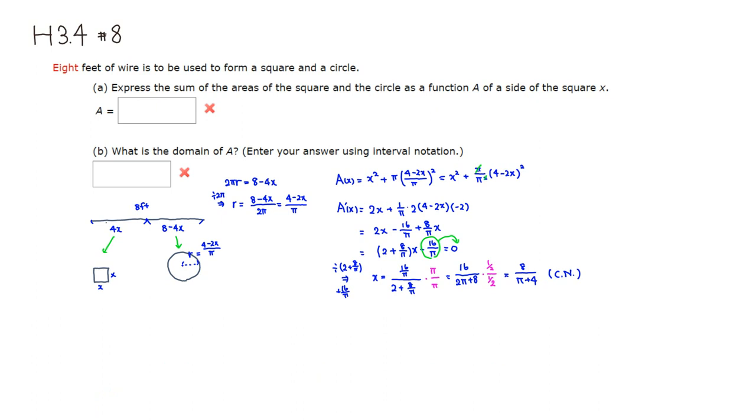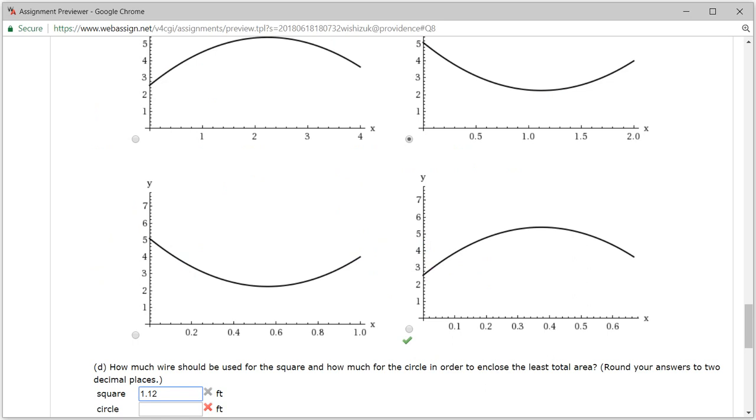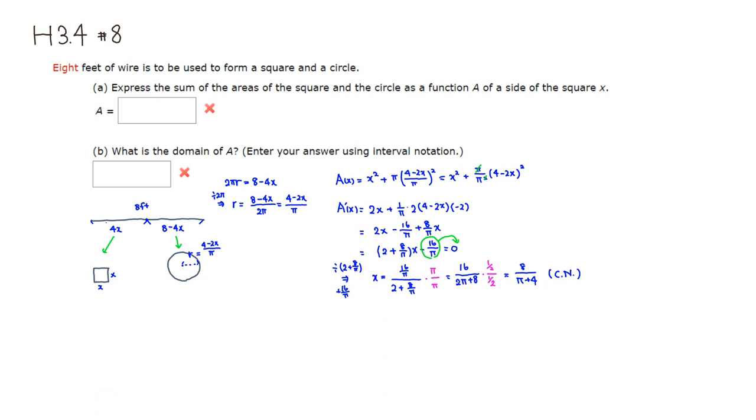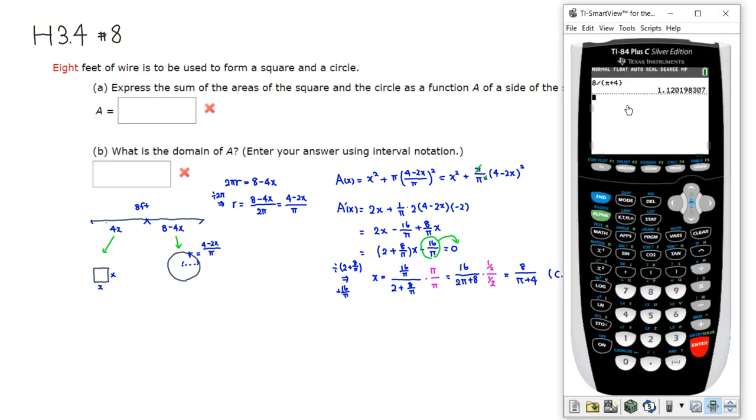Then we need to find the radius of the circle, is that what they're looking for? Let's see, how much for the... Oh, actually, we're talking about the wire. So we need to actually multiply the result by 4, because the square has 4 sides. So I'm going to multiply by 4, and it's 4.48.